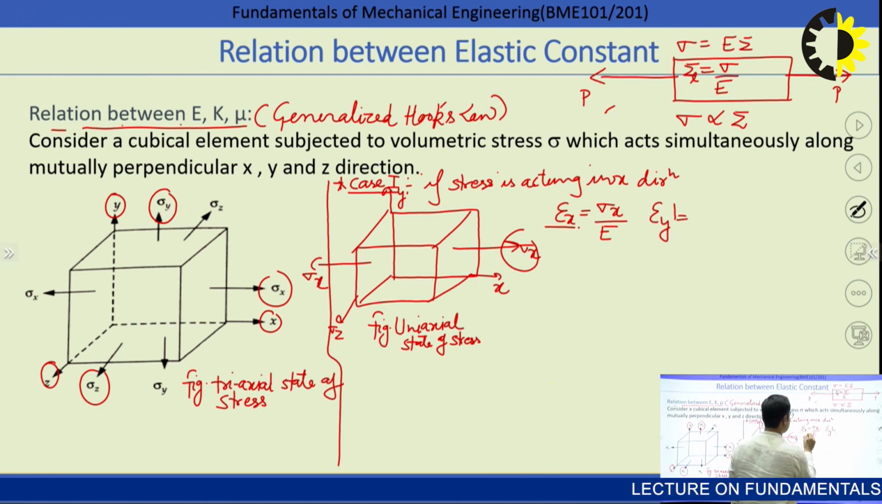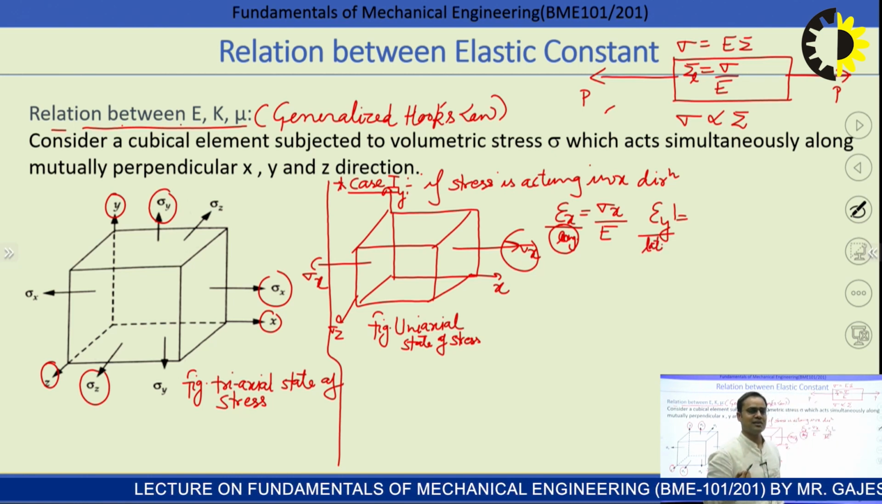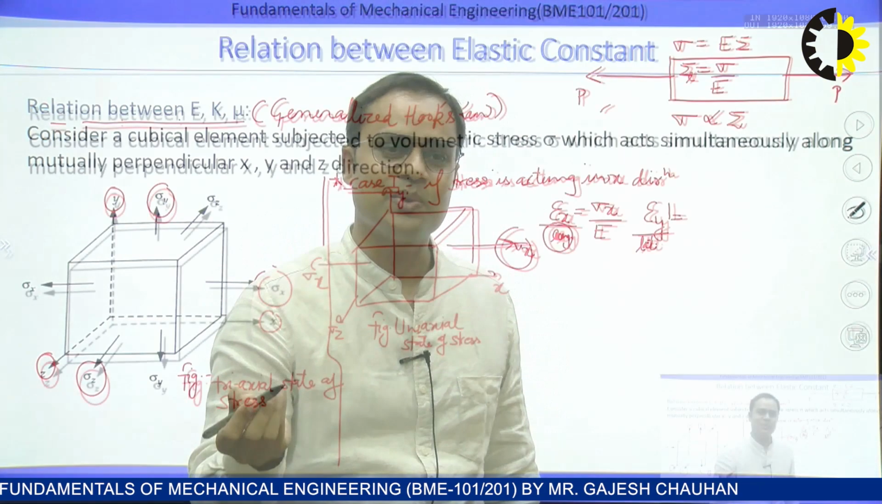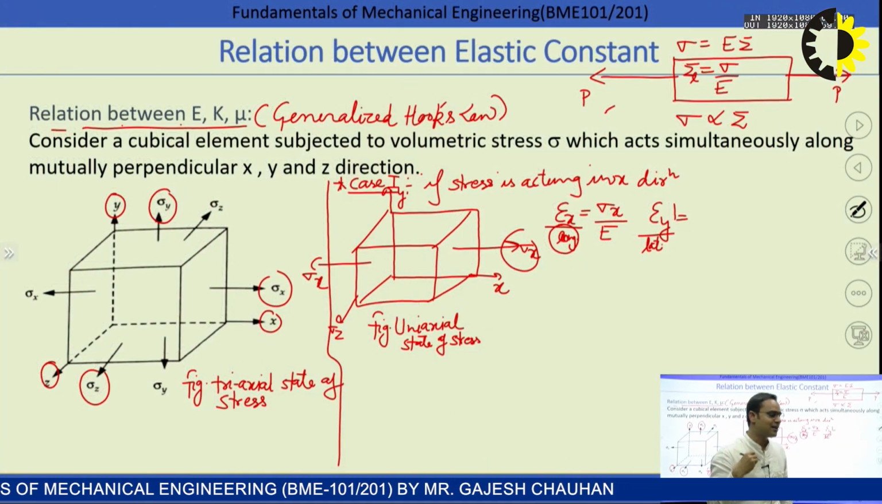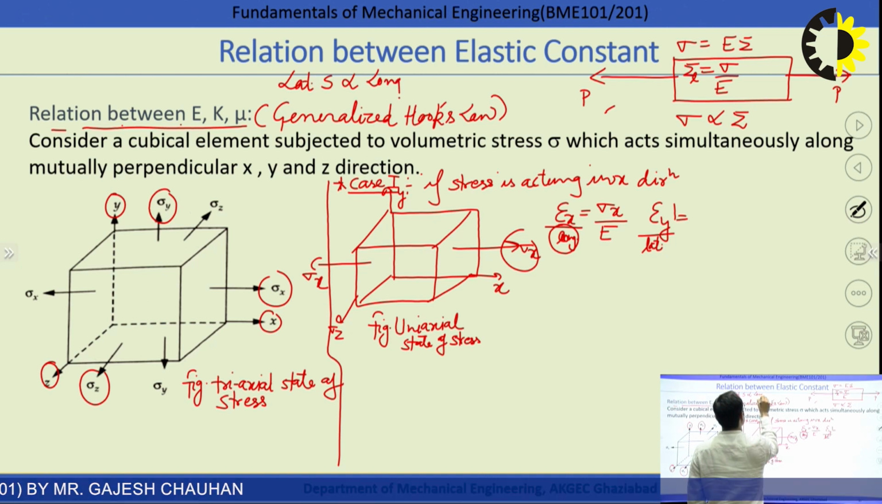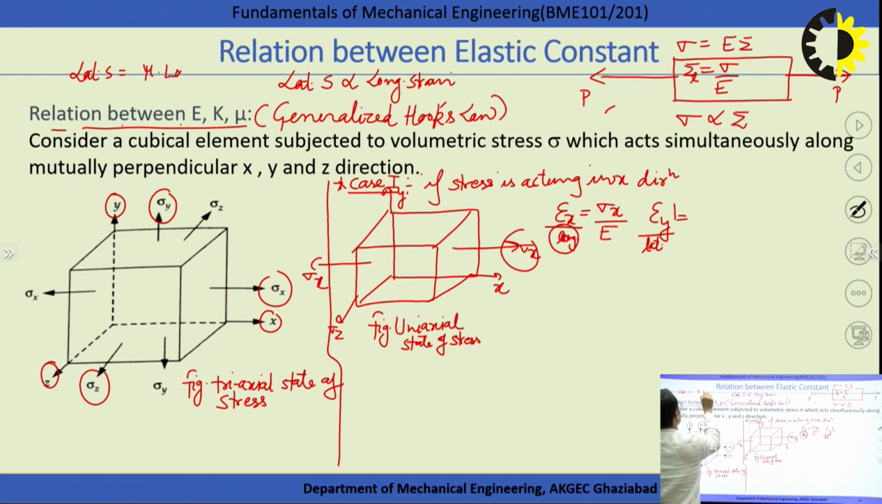In x direction, the strain is longitudinal, and in y direction, the strain is lateral. And what is the value of lateral strain? We have also seen in the previous lecture that lateral strain is directly proportional to the longitudinal strain. And if we remove this proportionality sign, then lateral strain is equal to mu times longitudinal strain.